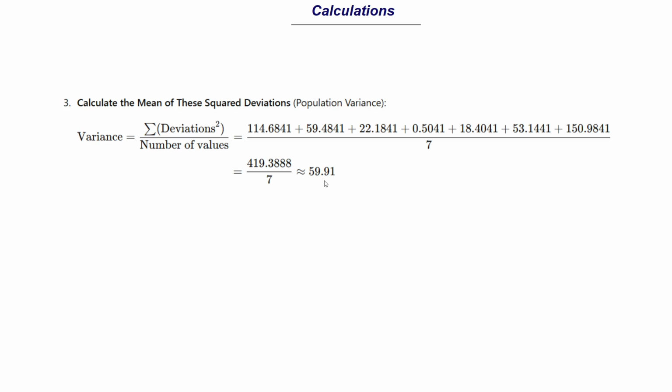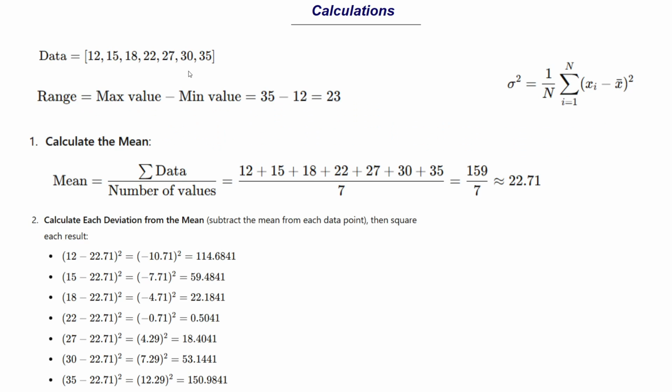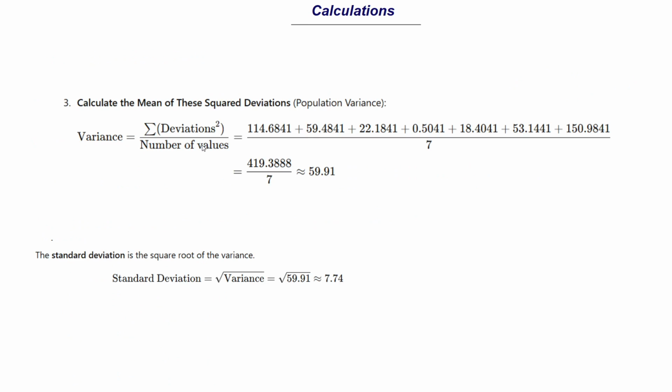And if you look at it, it's not in the same range as this data, as variance is in squared units. If you want the standard deviation, just take the square root of this, so you would get the population standard deviation as 7.74. Overall, our range is 23. That means this is the difference between our lowest value and our highest value. And the variance is 59.91 and the standard deviation is 7.74.